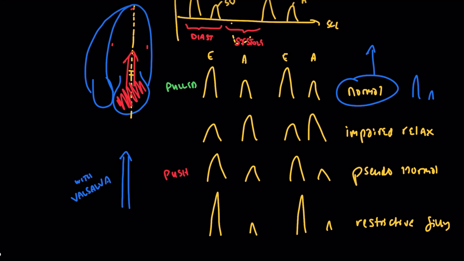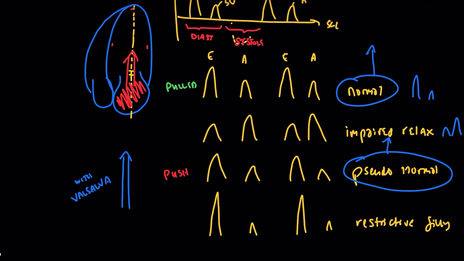Let's say you are in pseudonormal though, and this is where it's very helpful. If you're in pseudonormal and you Valsalva, so there's less preload, you'll see an impaired relaxation pattern. It will look like this. That tells you that even though the E wave was higher than the A wave, you are not dealing with normal filling, you're dealing with pseudonormal filling.